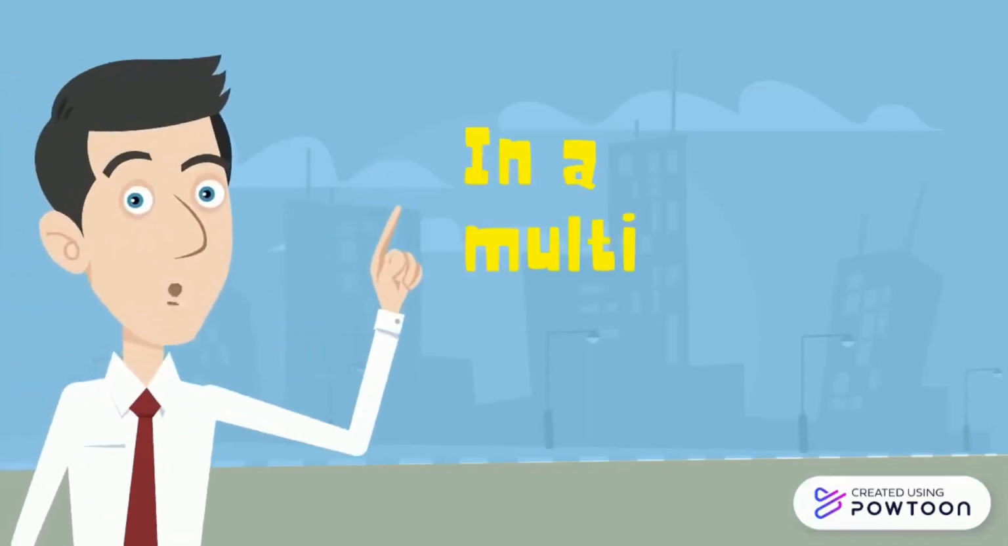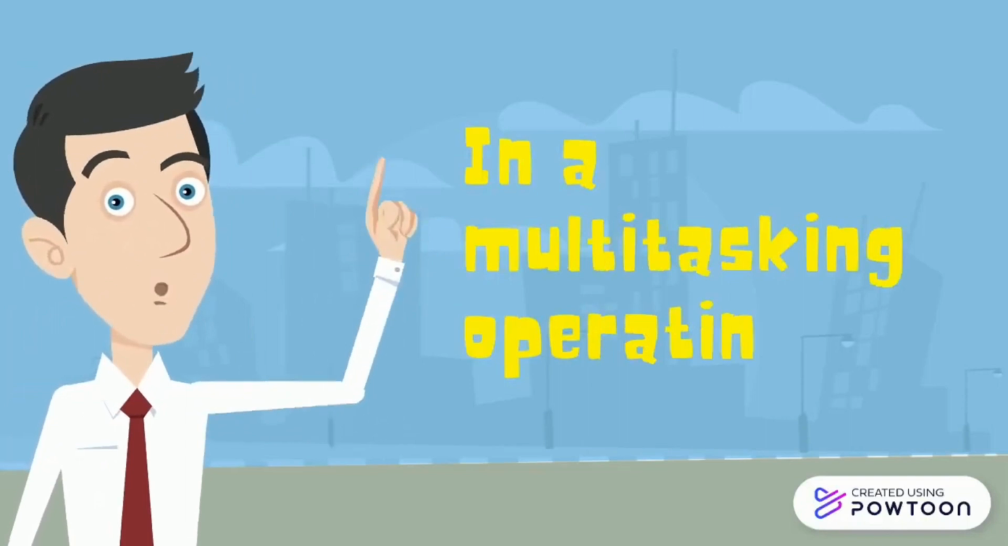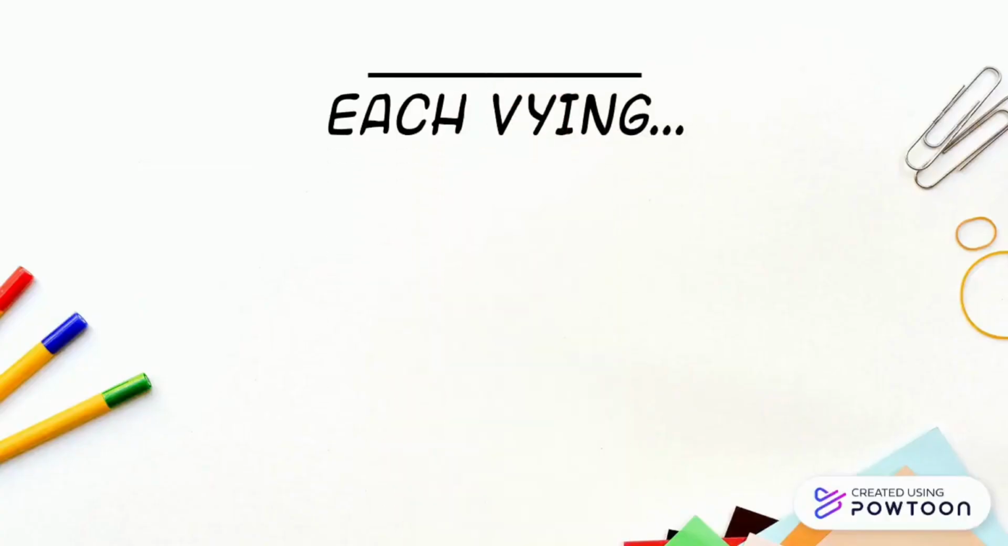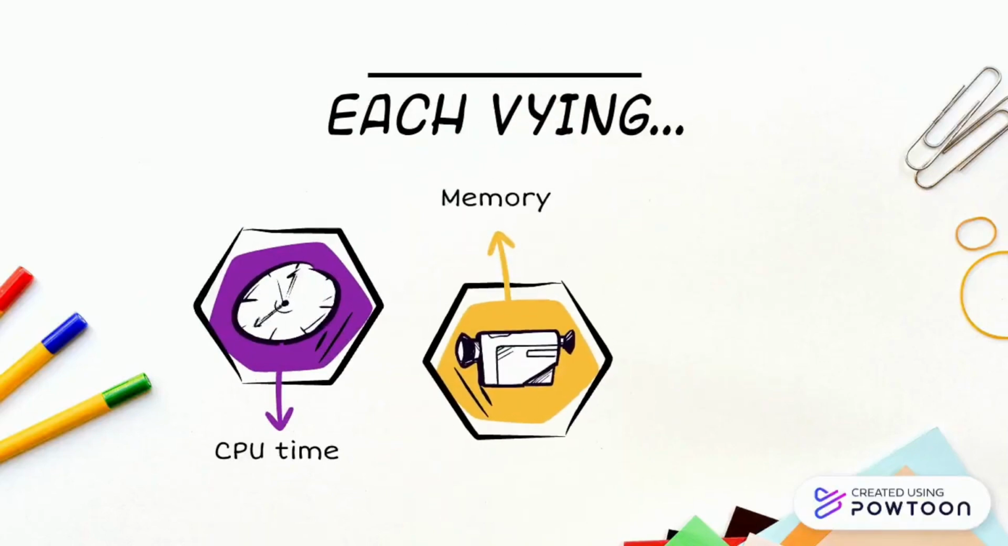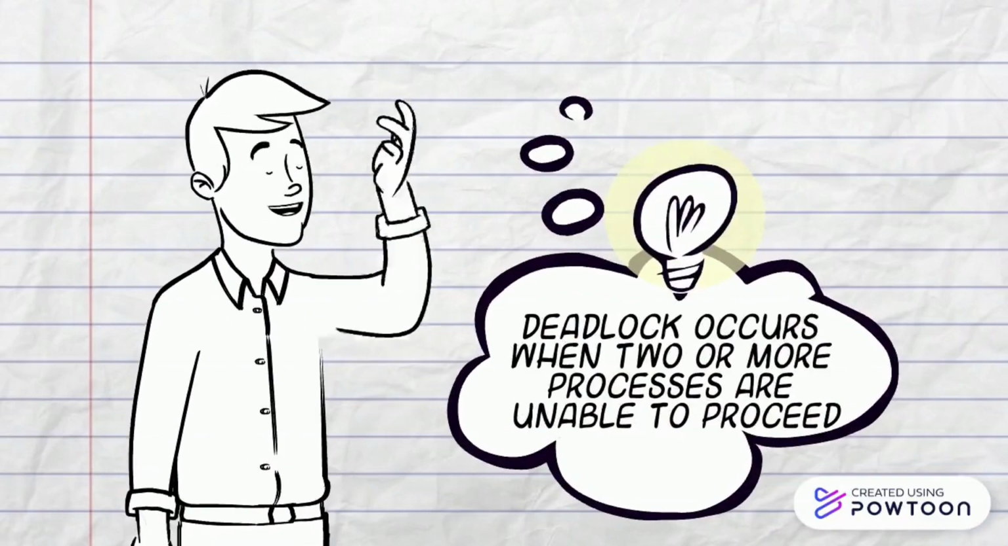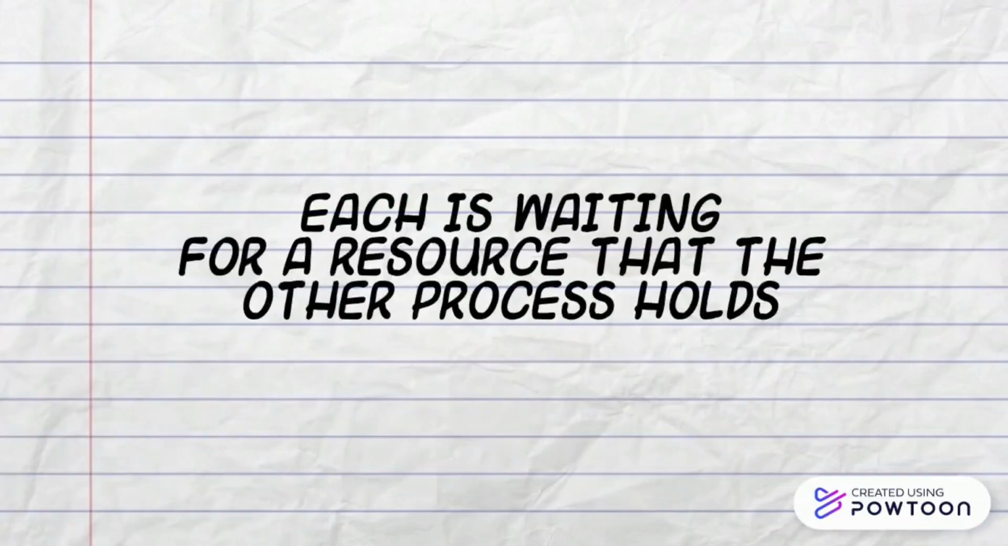In a multitasking operating system, various processes are running concurrently, each vying for shared resources such as CPU time, memory, or devices. Deadlock occurs when two or more processes are unable to proceed because each is waiting for a resource that the other process holds.